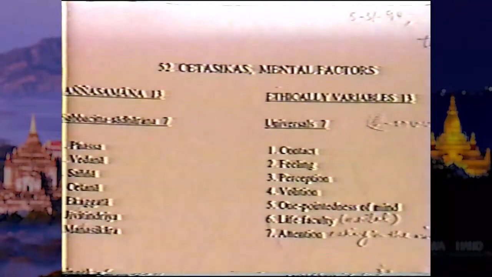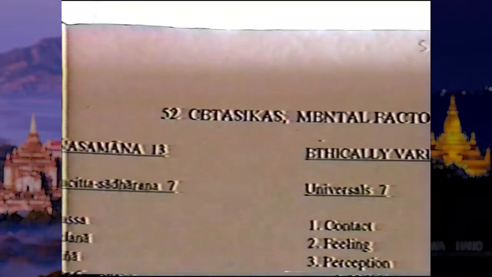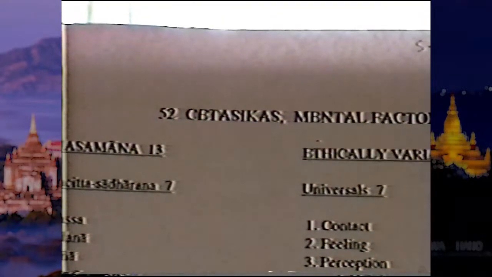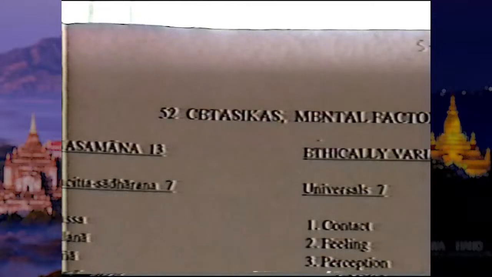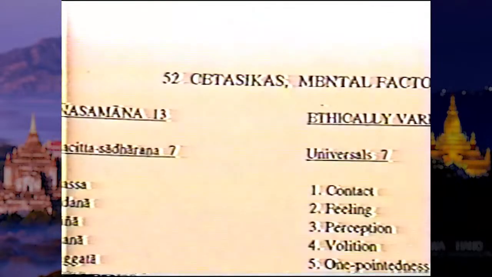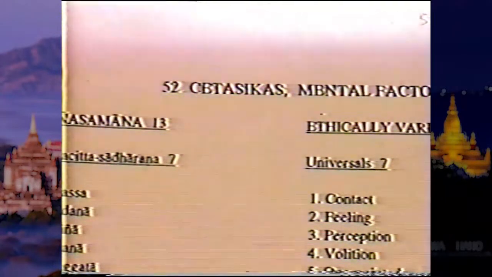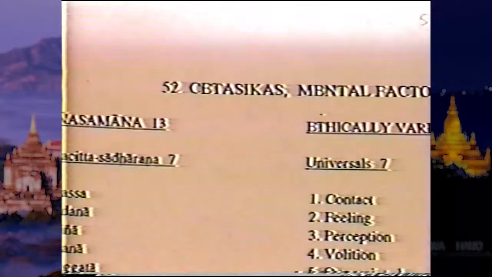Okay. So whenever consciousness arises, it arises together with some mental states, some mental factors, and they are called in Pali cetasikas. And how many cetasikas are there? 52 cetasikas.